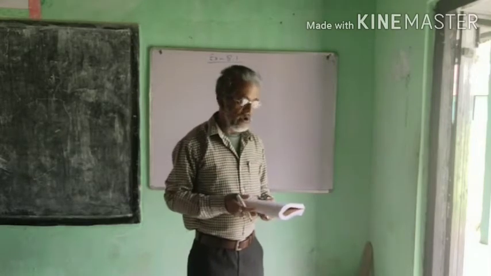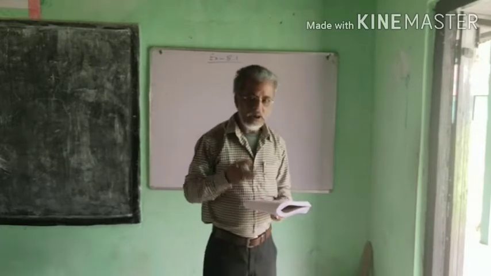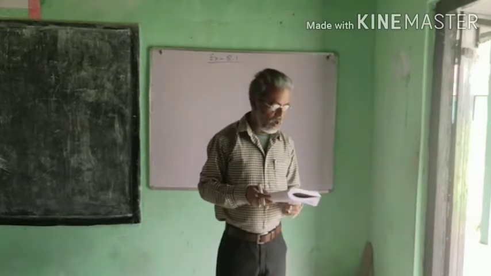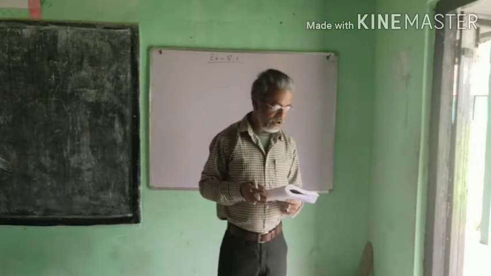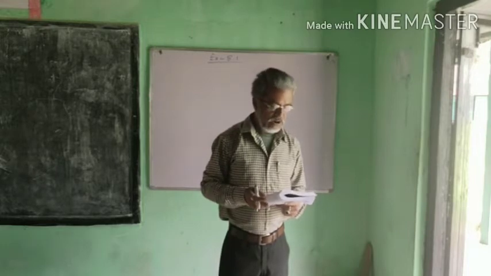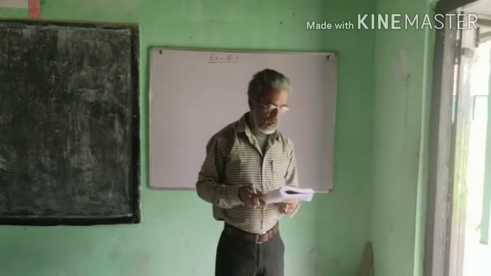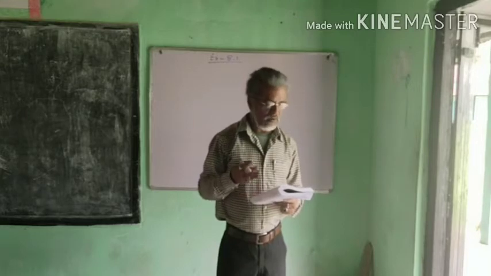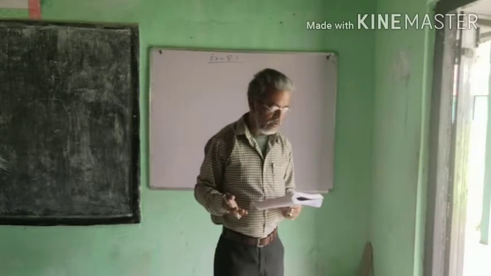So today I am going to start the exercise 8.1 of your book. In your exercise 8.1, the first question is, in triangle ABC, right angle at B, AB is equal to 24, BC is equal to 7, determine sin A, cos A, sin C, cos C. Question number 1.